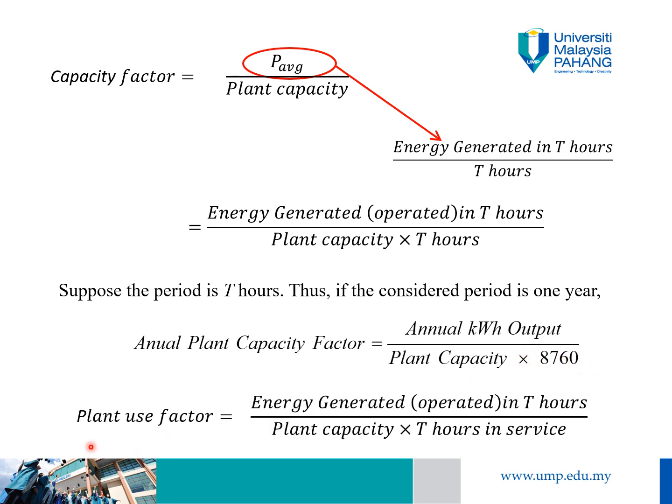Different from this is the plant use factor. The plant use factor is the energy generated in T hours divided by the plant capacity multiplied by the T hours in service. For example, if in 1 year the plant operates for 300 days, then T is equal to 300 multiplied by 24 hours, which is 7,200 hours. That is the difference between the plant capacity factor and the plant use factor.